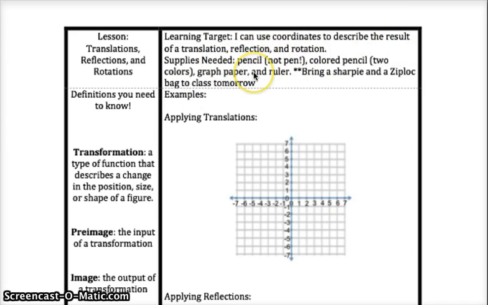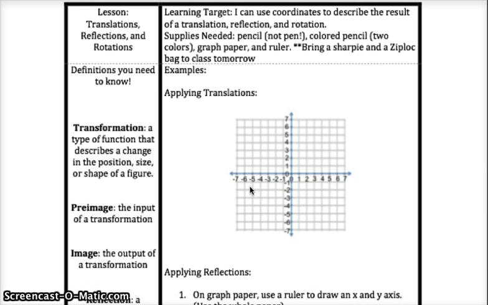For this lesson you will need a lot of supplies. You'll need a pencil, specifically a pencil, not a pen, colored pencils, at least 2 different colors, graph paper, possibly 2 pieces, and a ruler. Then also, please bring a Sharpie and a Ziploc bag to class tomorrow. I know it sounds random, but just trust me on that. Then let's go ahead and get into this lesson.